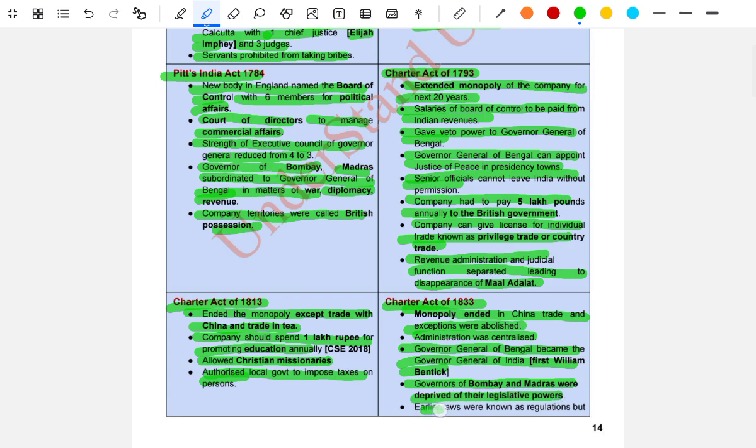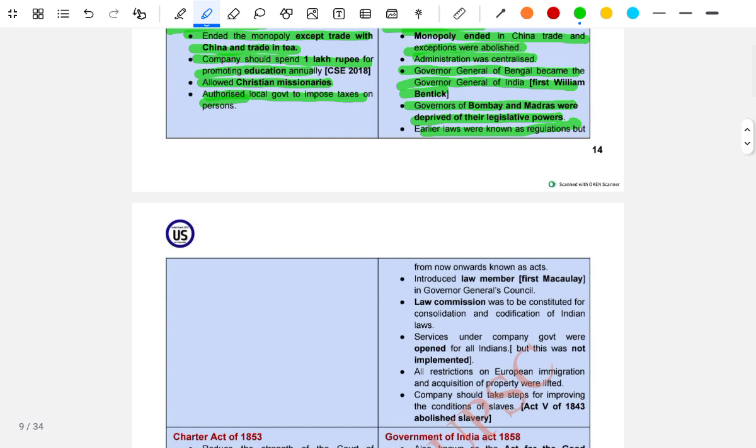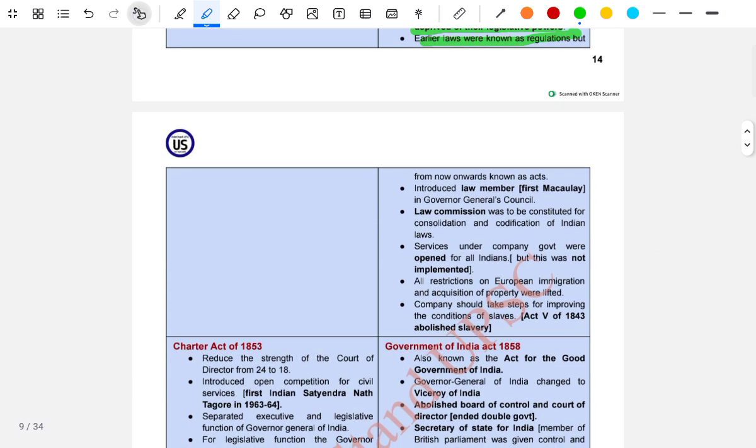The earlier laws were known as regulations, but from now onward they were known as Acts. It introduced a law member, the first being Macaulay, in the Governor General's Council. A Law Commission was to be constituted for the consolidation and codification of Indian law. Services under the company government were open to all Indians, but this was not implemented.